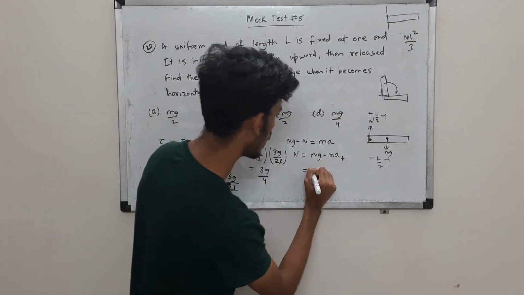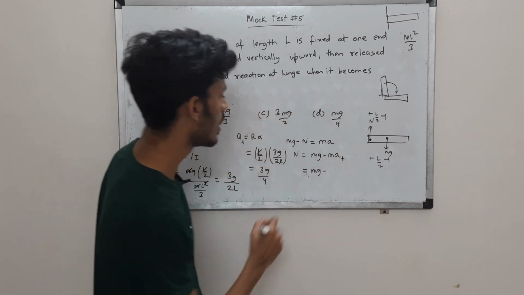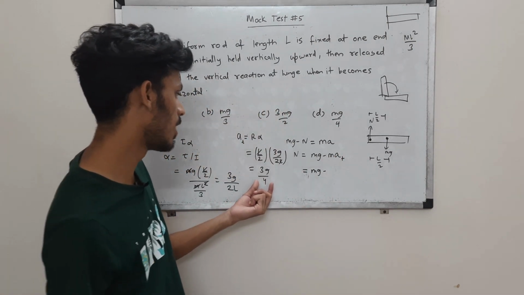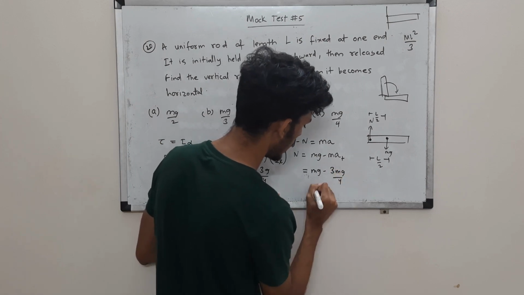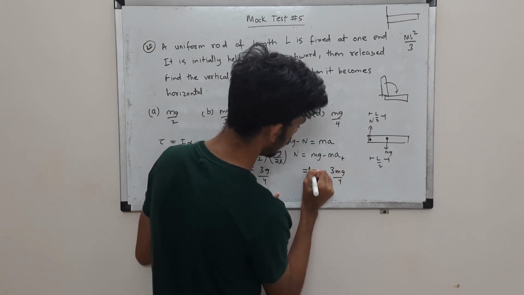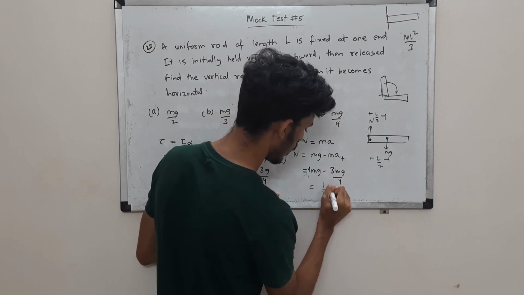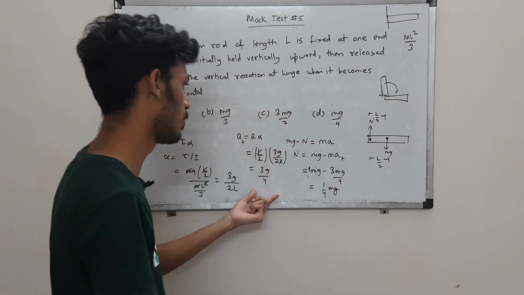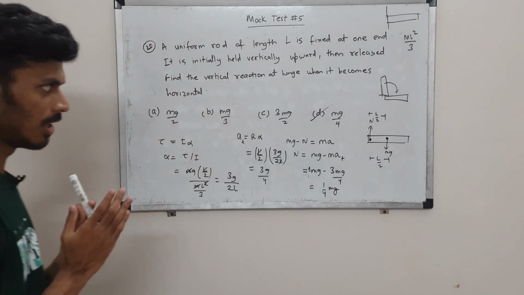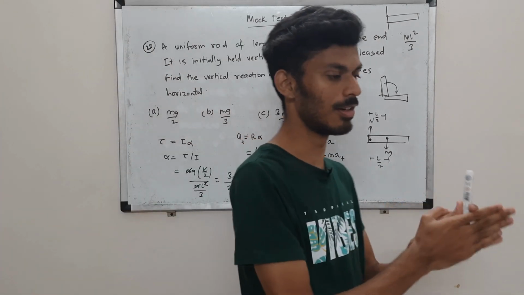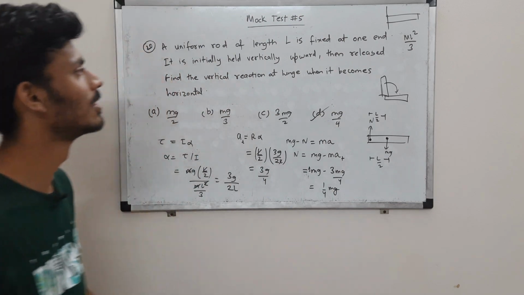So that is our tangential acceleration. Now we can substitute: mg minus a_t, which is 3g by 4, so you can write it as 3mg by 4. So 1 minus 3/4 is 1/4, so 1/4 of mg, or mg by 4, which is option D. So that's about this question. Let's move into the numerical type questions now.